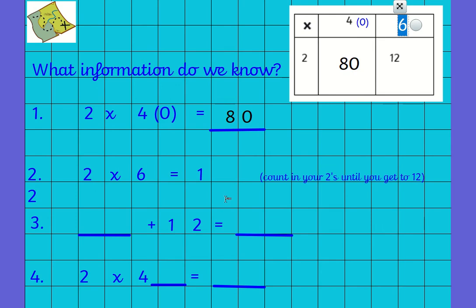So let's have a look. 2 times 6 equals 12. We already know that. So where's my 2? It's disappeared. Never mind. I can put it in now. There we go. So something add 12 equals something. Well, let's look. We now know our something, don't we? There it is. It is 80. Okay.